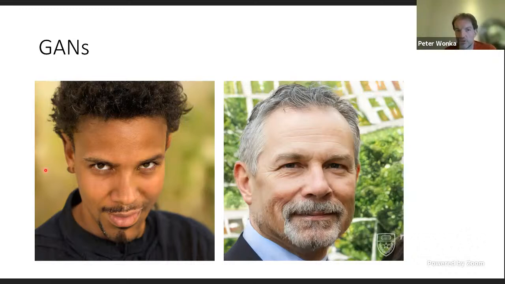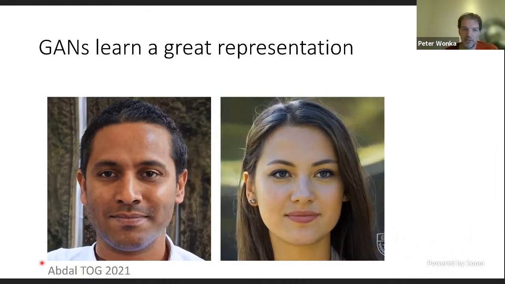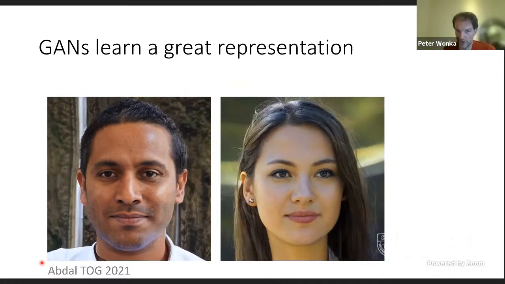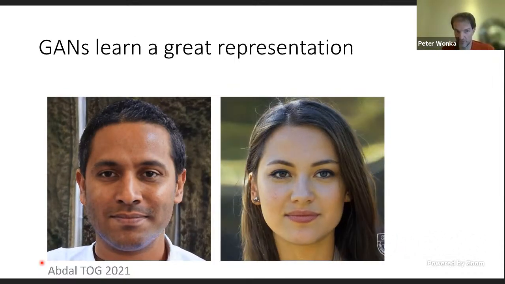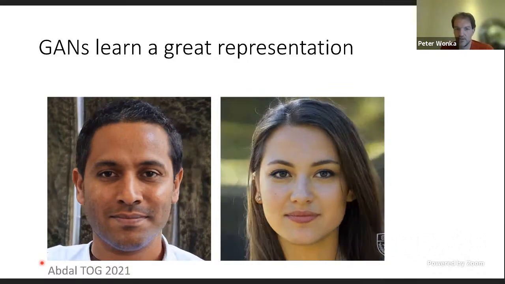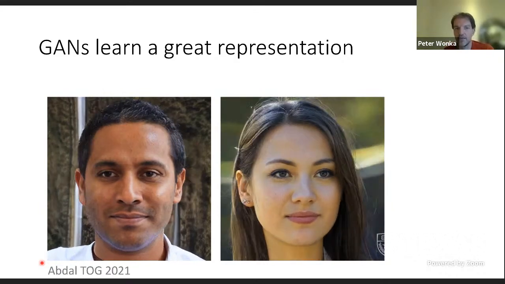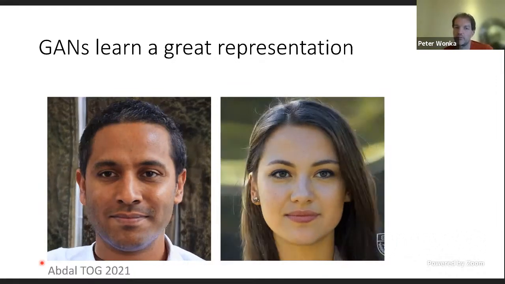And not only do the images look great, the GAN in an unsupervised fashion learns an extremely great latent space. So just some random work from our group, not connected to urban modeling, but if you think about this, the GAN can not only generate a face, but it can generate many different variations of the person. So it seems like almost it understands the three-dimensional structure. You can change the lighting, you can change the hair. It's really an absolutely amazing achievement.